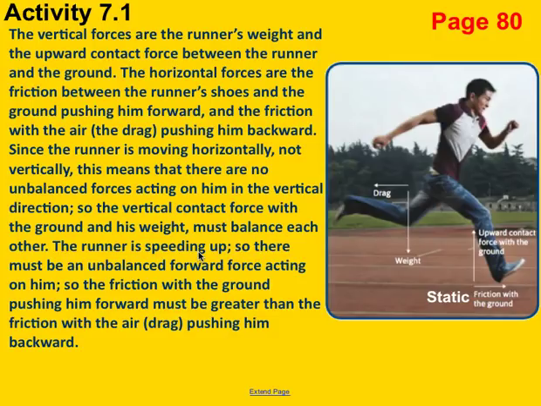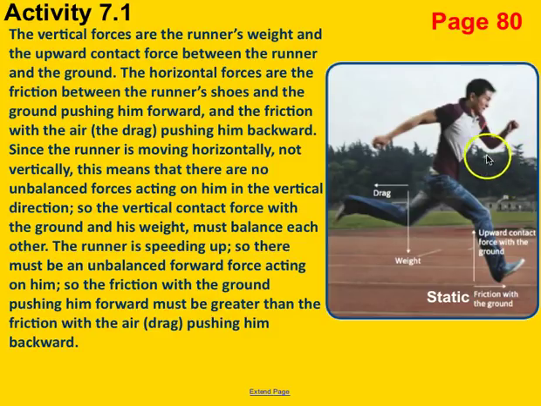So what about the horizontal? Well, the runner is speeding up, so there must be an unbalanced force acting on him. So it has to be unbalanced. This comes from part 1 again. So the friction with the ground pushing him forward must be greater than the friction with the air right here, the drag pushing him backwards.